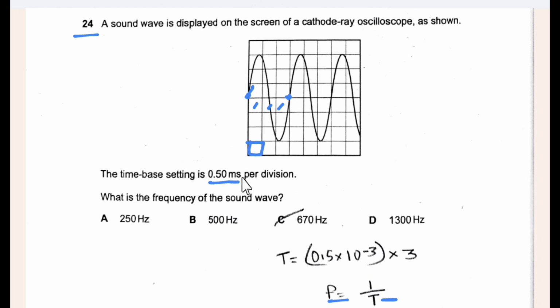So the time period is equal to the time base, which we must convert to seconds by multiplying with 10 to the power minus 3, since it is in milli. Since it covers 3 boxes, we multiply by 3. This is the total time to complete one wave, and frequency is equal to 1 by time period. After substituting the value of time, we get a frequency of 670 Hz. So the answer should be C.